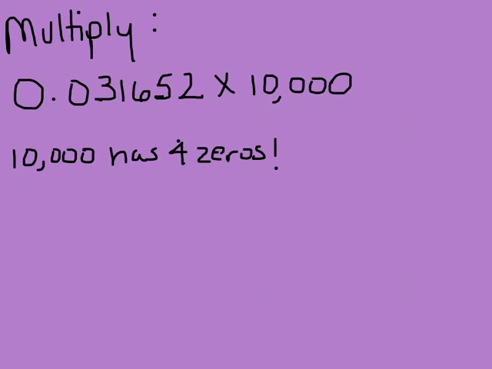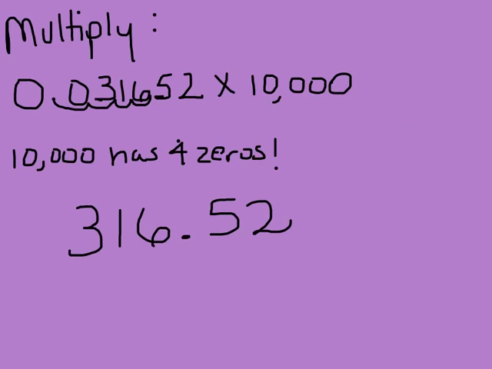Alright, so let's multiply this one. Now this was a decimal number before we even started, and we're multiplying by 10,000. There are 4 zeros in 10,000, so we're going to move this decimal point 1, 2, 3, 4. We're still moving it to the right because we're multiplying, but now our new number is going to be 316 and 52 hundredths.